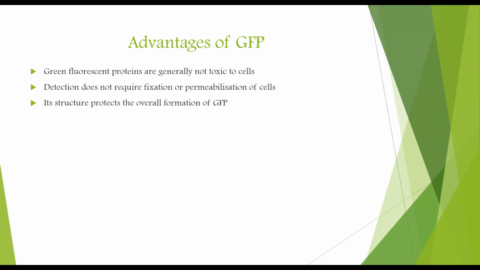Its structure protects the overall formation of GFP. The tight barrel-like structure protects its formation so that when it is attached to much larger proteins, it does not affect its luminescence. It also protects the chromophore, which is the amino acid change responsible for the light emission, away from solvents, so that it will pretty much be fluorescent under any condition right up until the protein is denatured.